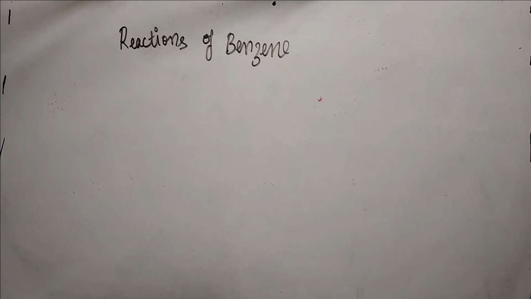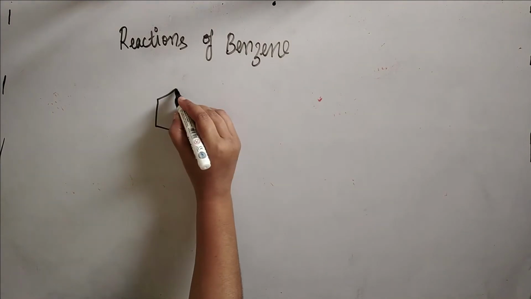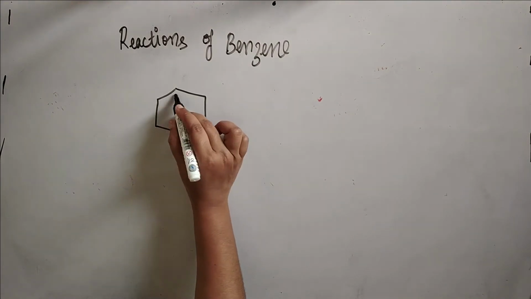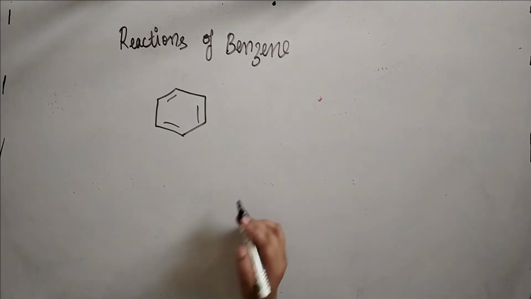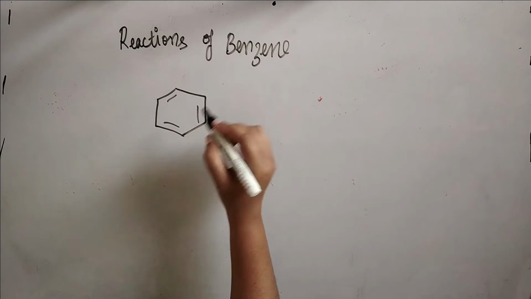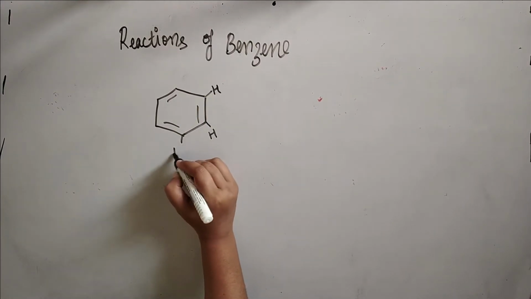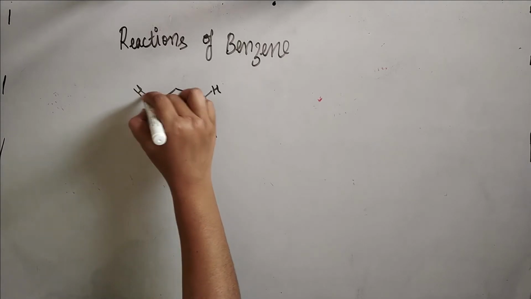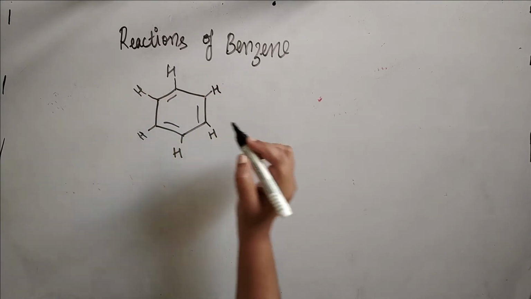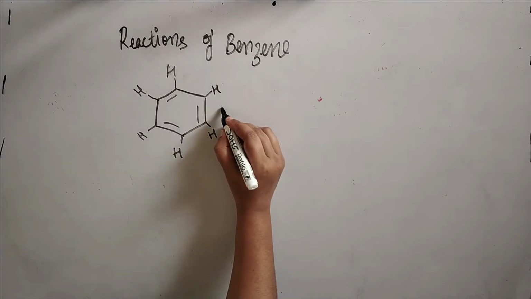In this video, I am going to discuss the reactions of benzene. As we know, benzene is an aromatic compound and this is the structure of benzene. Basically, benzene is stabilized by resonance. Here you can see the carbon and hydrogen bonds. Because of the presence of this resonance and these hydrogens, benzene generally gives the substitution reaction.